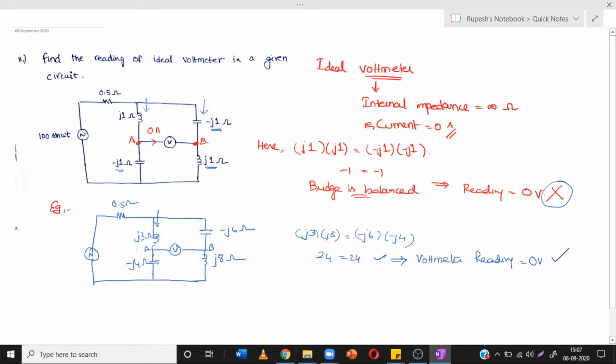Here in the below case, the resultant impedance is different. It's a non-zero value, and this is also a non-zero value. So if non-zero value exists, you can apply the Wheatstone bridge balance formula. Okay, I hope you got it.